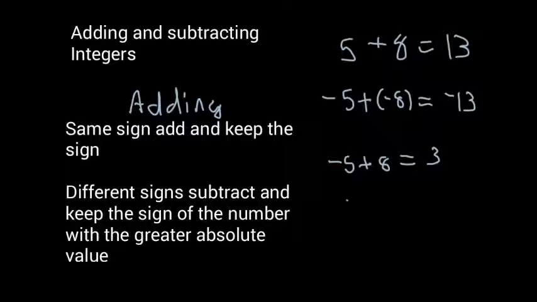So let's reverse that. Let's say we have 5 plus negative 8. Again, we subtract. 8 minus 5 is 3. And then 8 has a greater absolute value, and 8 is negative, so my answer there is going to be a negative 3.